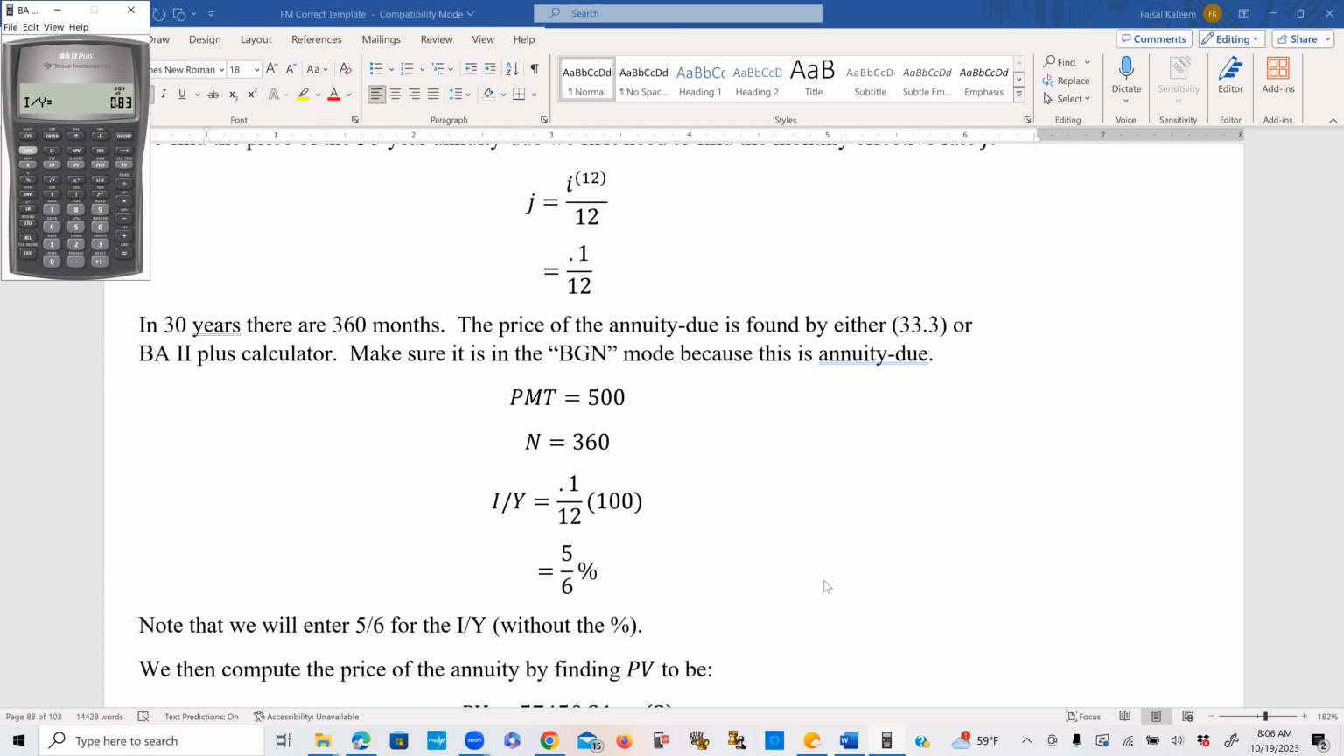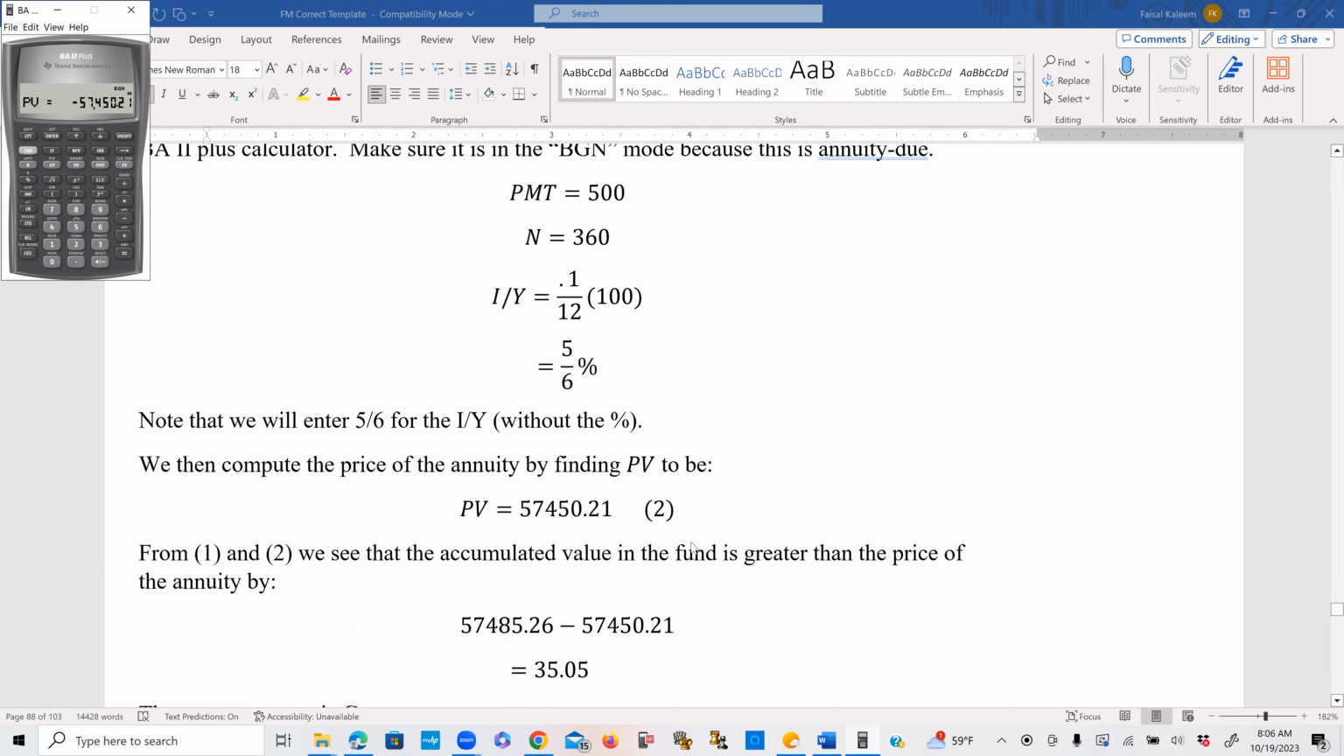So now we've entered all the data. We are ready to find the present value. So we will do compute and PV. So we get 57,450.21.